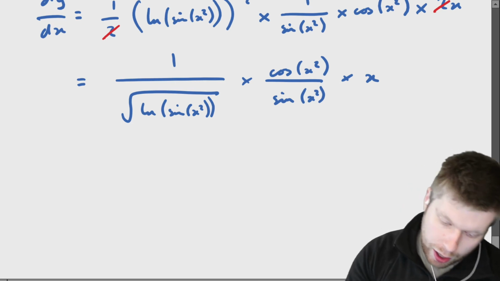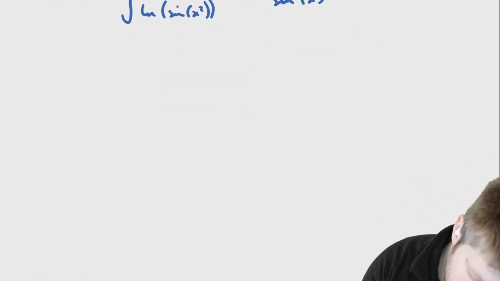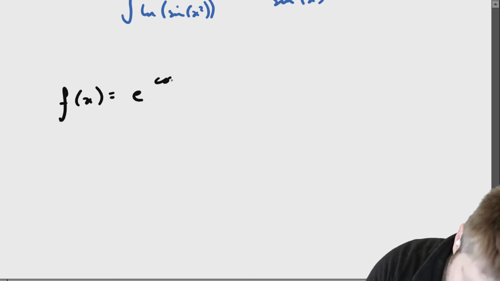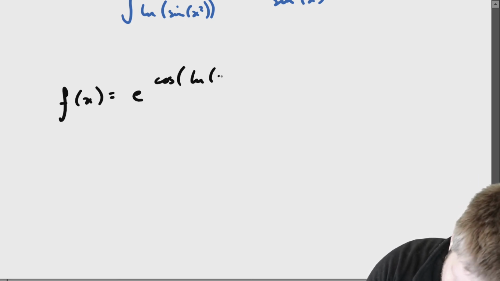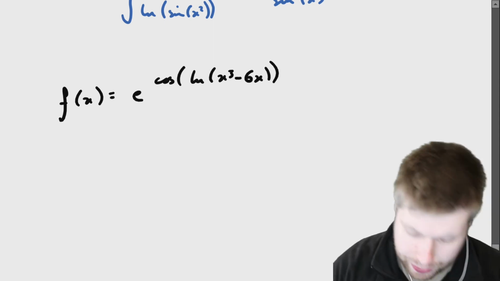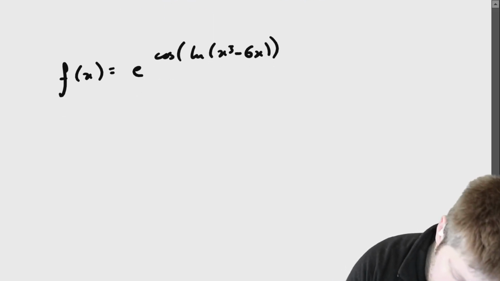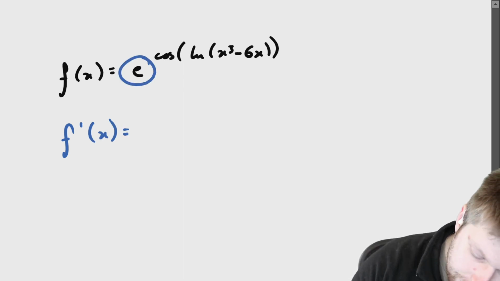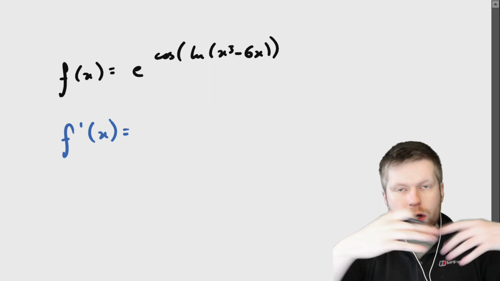Now last one, let's have a look at this one. Let's try differentiating. So we have f of x is equal to e to the cosine of the natural log of x cubed minus 6x. All right, let's have a think about this. So first of all, to differentiate it, I'm going to have to first work with the e function. So I've got my outside function, leave the inside alone.